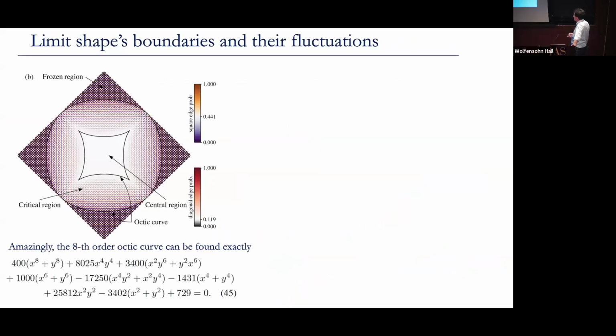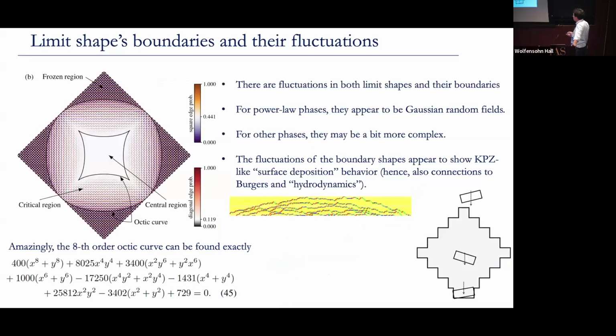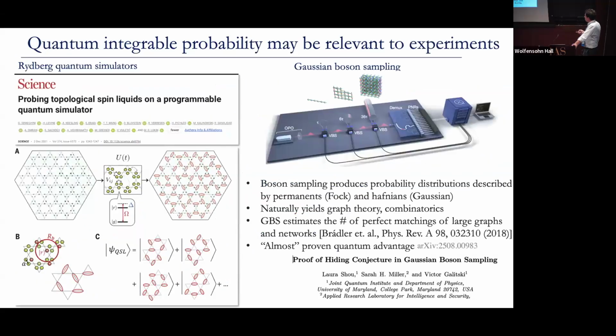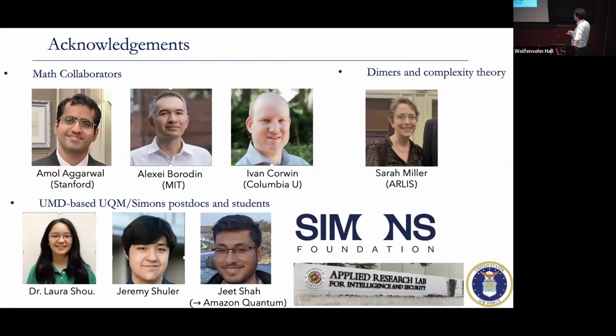I had another plot just saying that there is some interesting physics with the fluctuations. It follows KPZ physics. But all in all, we're dealing with some very interesting structures where you have line shapes and other things. And it's actually maybe relevant to some experiments, but I don't have time to discuss it.